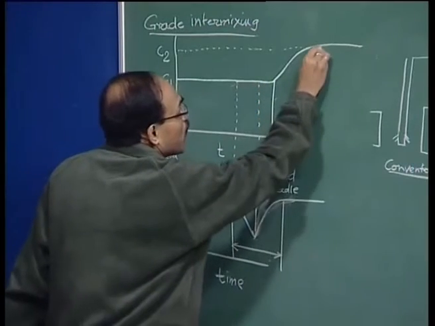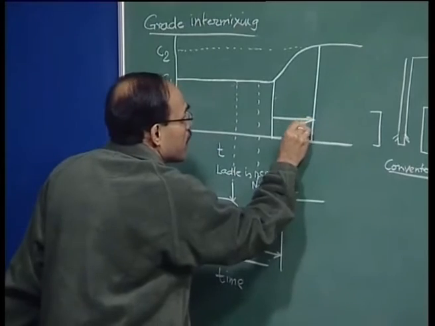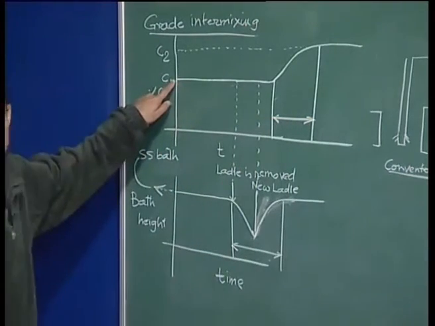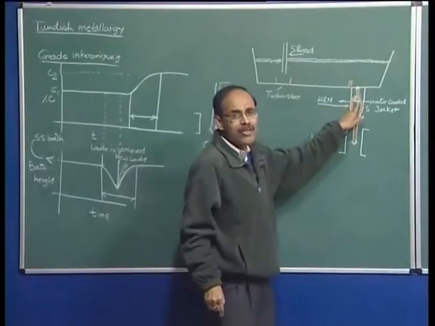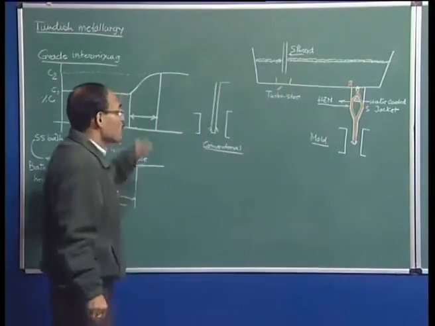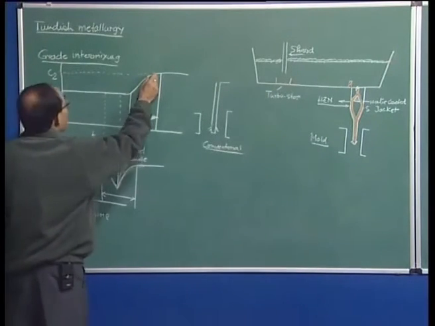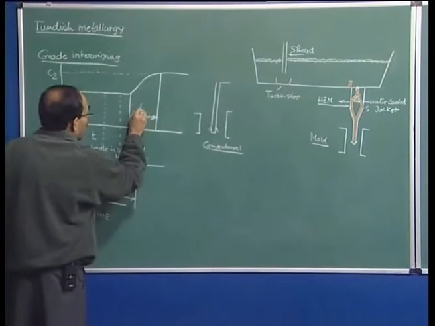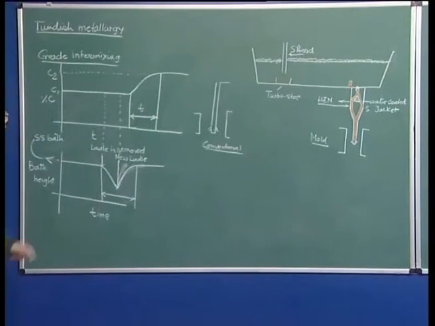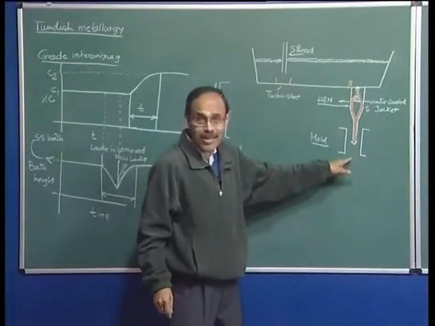It is this particular duration we are talking about. For this particular duration, the composition is neither C1 nor C2, but the composition of the slab which comes out will have an intermediate composition. Initially, it is going to be closer to C1, finally, it is going to be closer to C2, but nevertheless, during this particular time, we are going to have slabs of mixed composition, which we may not be able to sell to the customer.